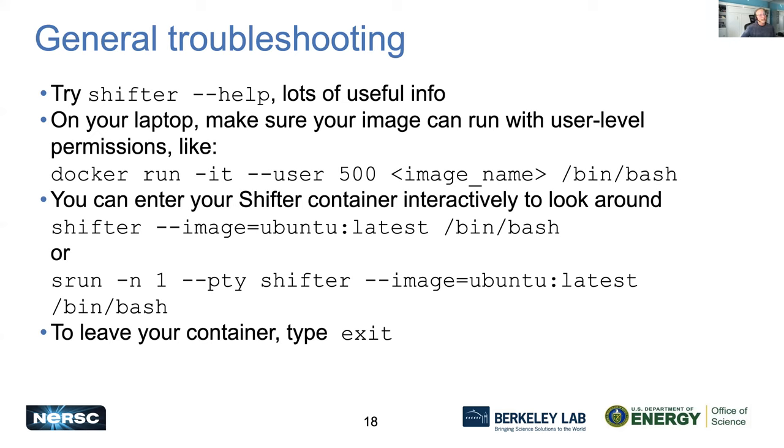So check that out. If you're running into errors that look file-permissions related, something like "root cannot access," it could be that your image was not built with user permissions or meant to run only with user permissions. A quick check for that would be on your own system, so not in Shifter but in Docker: try running with user permissions 500, which basically replicates what Shifter will do once your image gets onto the system. If it fails here, this is a good indication that you're going to need to rethink how your image was built and make sure that it doesn't assume root access, which you will not have in Shifter.